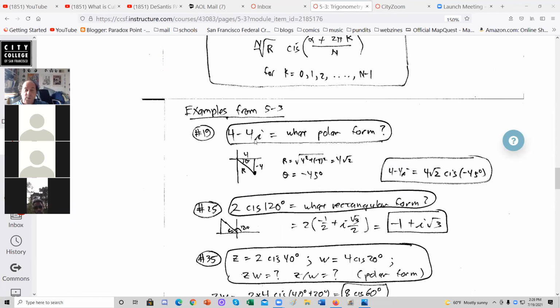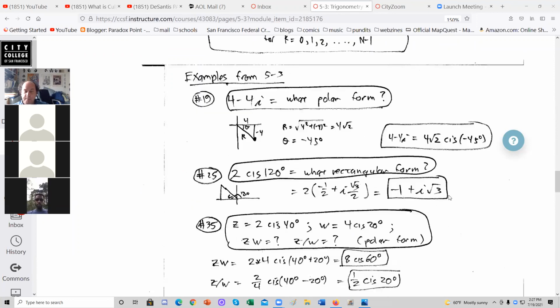4 minus 4i, what's its polar form? Well, let's graph it. It's over 4 and down 4. Here's the radius r, root of 4 squared plus negative 4 squared. That's 4 root 2. This is isosceles, so this is a 45-degree angle, negative 45 degrees because it spins clockwise. So it's 4 root 2, cis of negative 45 degrees. That's the polar form of 4 minus 4i.